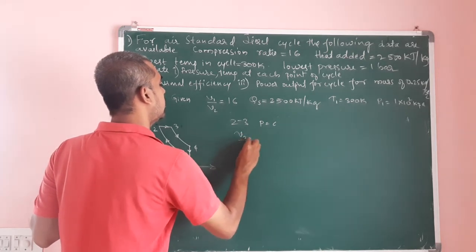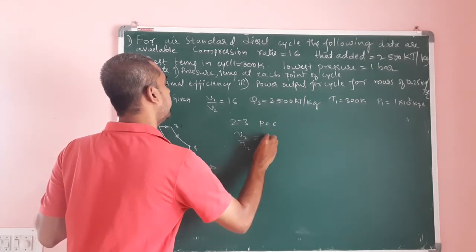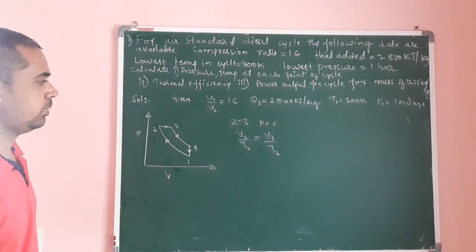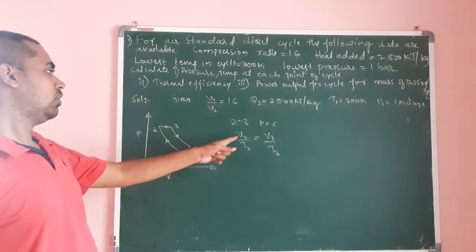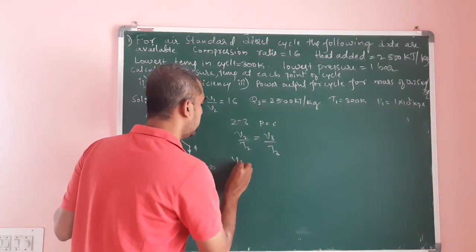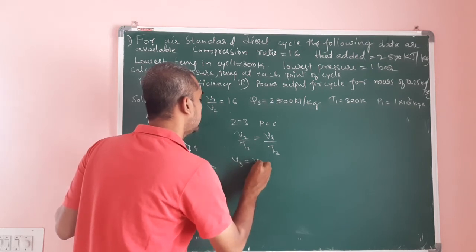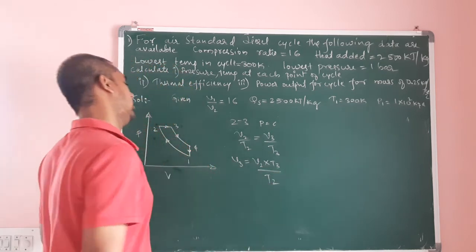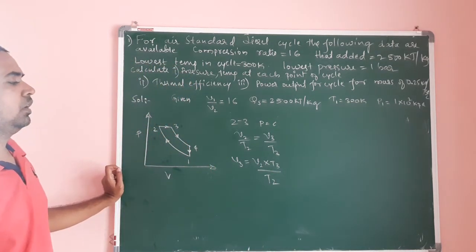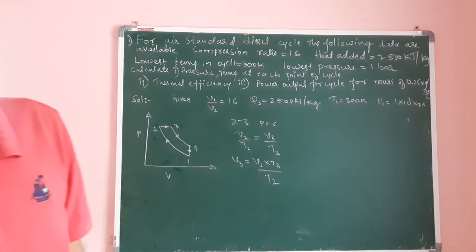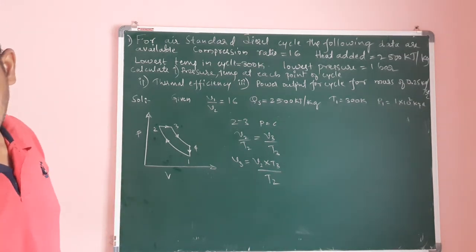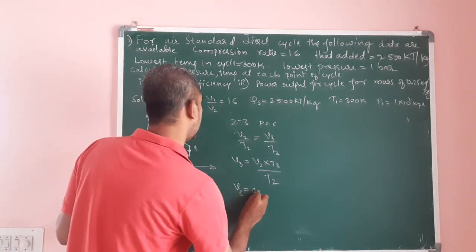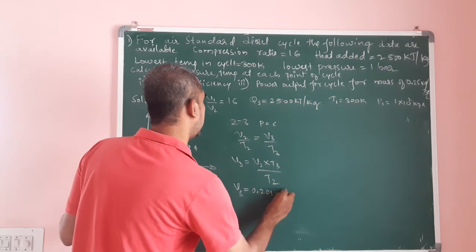P2 by T2 is equal to P3 by T3. We know P2. Therefore, P3 is equal to P2 into T3 divided by T2. If you substitute values here and calculate P3, you will get P3 as 0.201 meter cube per kg.